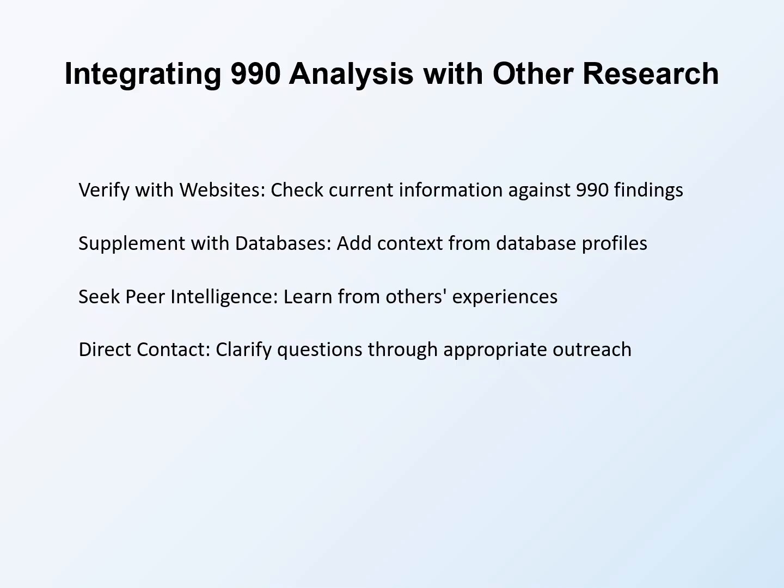Discrepancies between 990 patterns and website priorities warrant investigation. Supplement with databases by adding context from database profiles. Database summaries may provide information not in 990s, such as application contact information, deadline dates, or restrictions not apparent from grant lists. Databases synthesize information that 990s present in raw form. Seek peer intelligence by learning from others who have experience with the foundation. Has anyone in your network applied? What was their experience? Peer knowledge adds context that neither 990s nor websites provide.